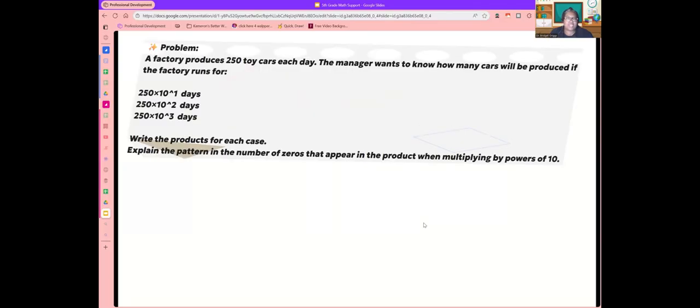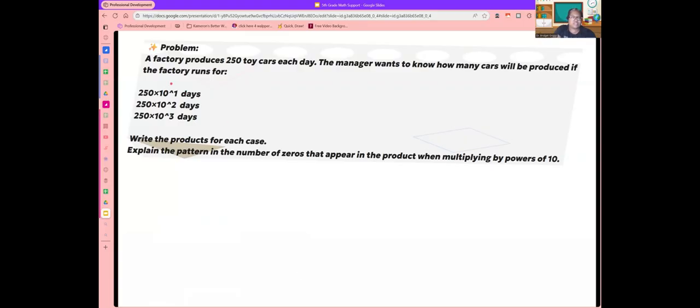Okay, our problem for today is a factory produces 250 toy cars each day. The manager wants to know how many cars will be produced if the factory runs for 250 times 10 to the first power days, 250 times 10 to the second power days, and 250 times 10 to the third power days. Write the products for each case. Explain the pattern in the number of zeros that appear in the product when multiplying by powers of 10. So first, let's go ahead and figure out our products.